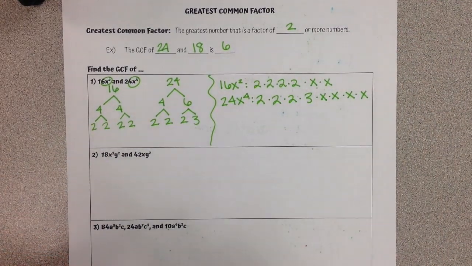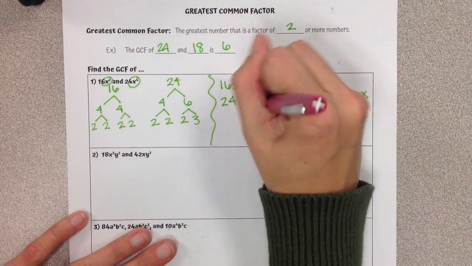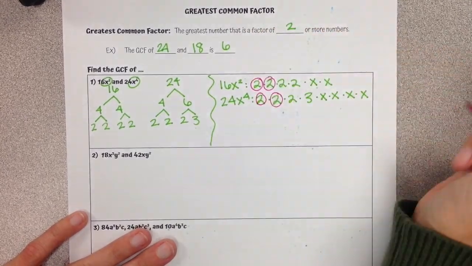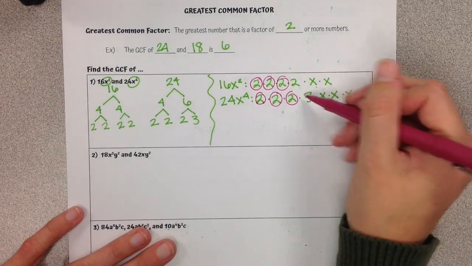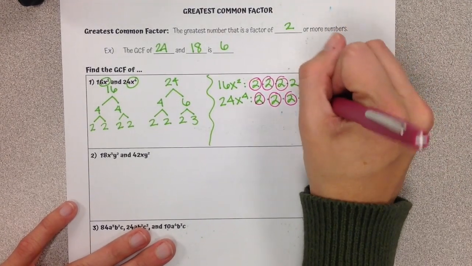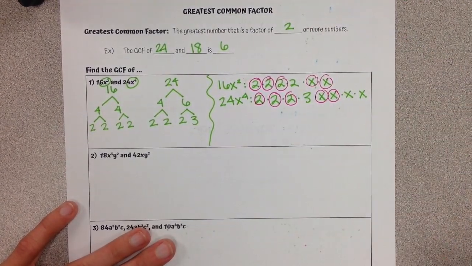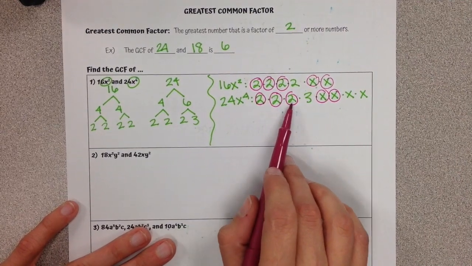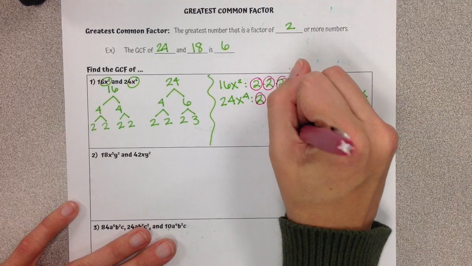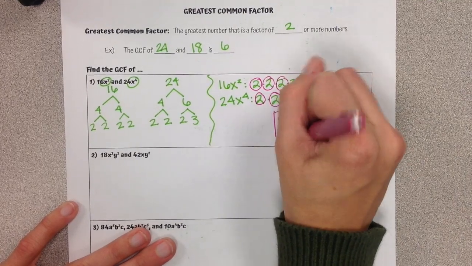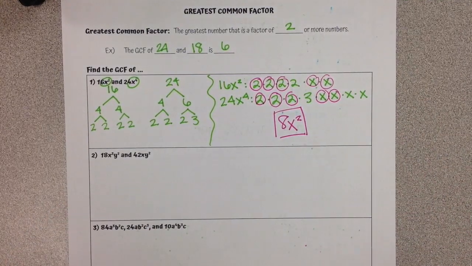Now we have to look at what they share. They share a 2. They share another 2. They share another 2. No other numbers, but they share an x and another x. Okay? So we're going to multiply. 2 times 2 times 2 is 8. And they share 2 x's, so x squared. 8x squared is the GCF.